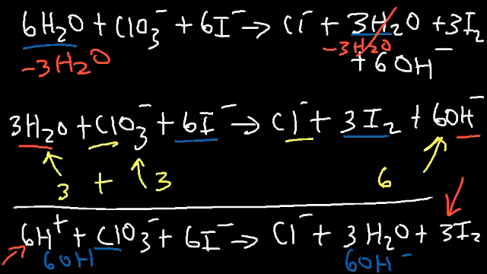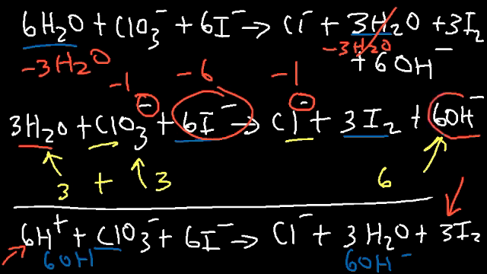The next thing we need to look at is the total charge. Here, this is -1 and -6. And on the right side, we have a -1 charge for the chloride ion and -6 for the hydroxide ion. So the net charge on both sides is -7. The atoms and the charges are balanced on both sides, so we know this is the right answer.